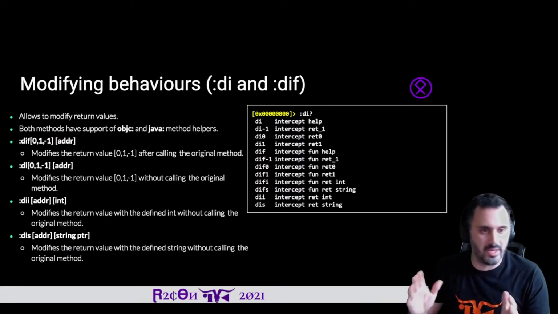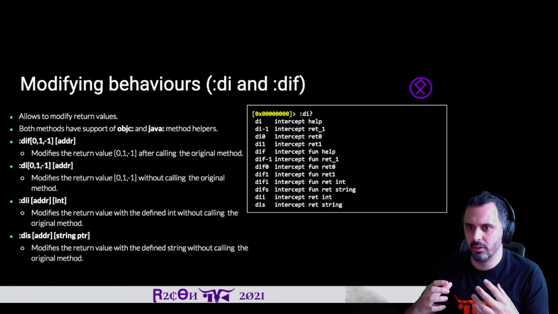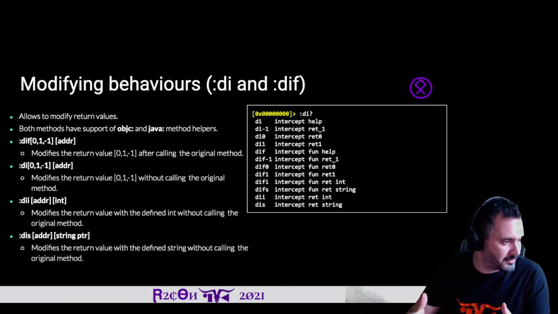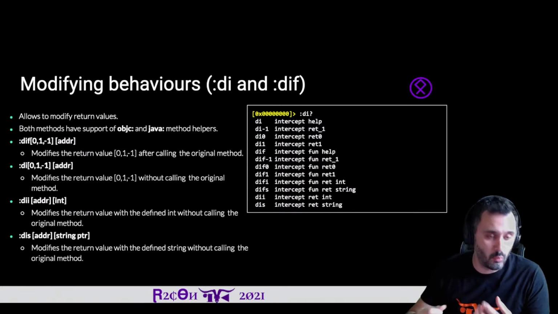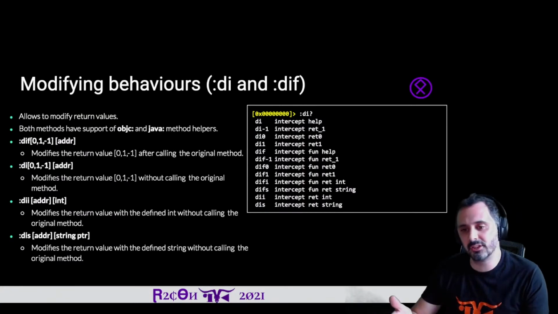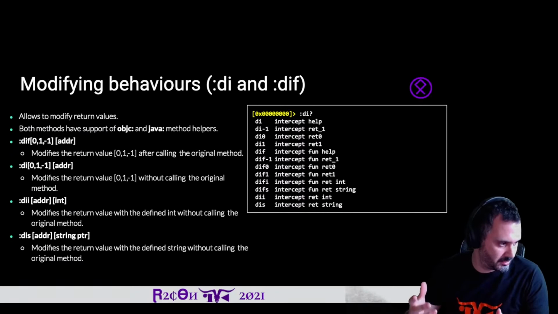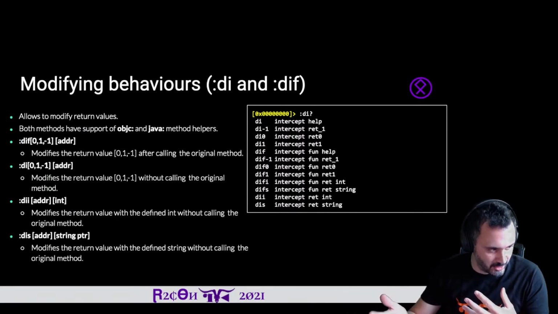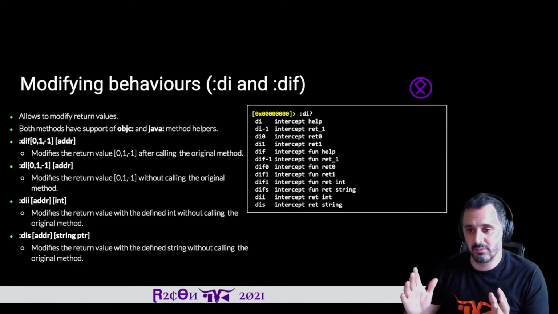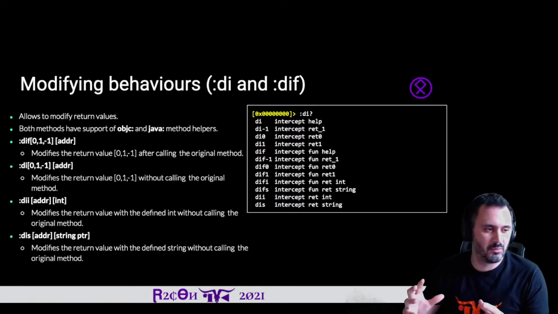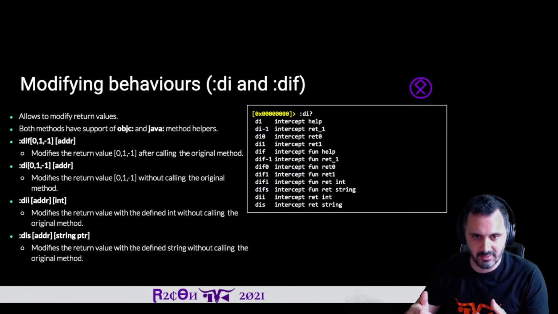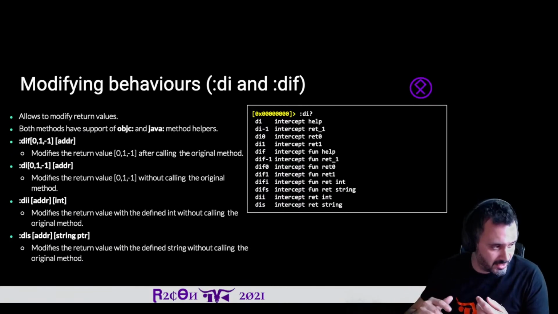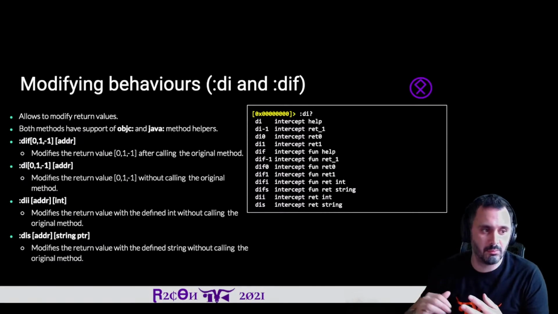So now we know how to interact with the methods in an application. We know how to monitor the method calls, so we know when a method has been called or not. Now what we are going to do is modify the behavior of the methods. How? Here we have different methods to modify the return value of the methods.